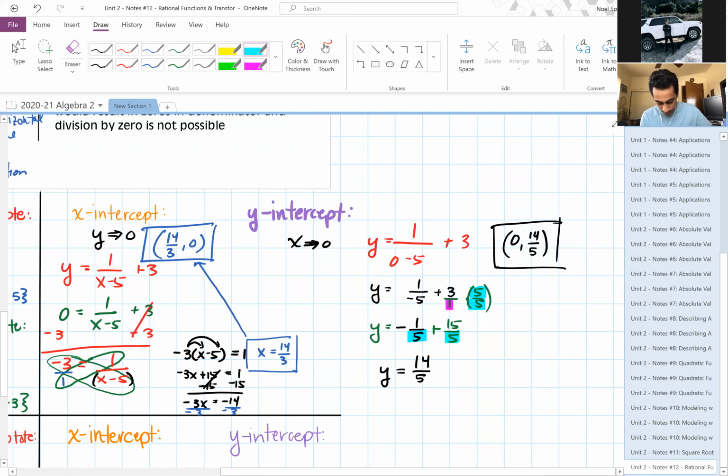Now I have the same denominator, which then allows me to add the numerators. You never add the 5s. You never add the denominators. But you need them to be the same so that you can add the numerators.